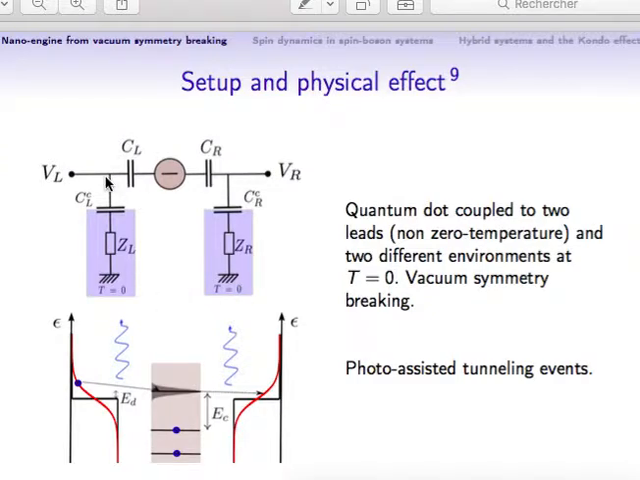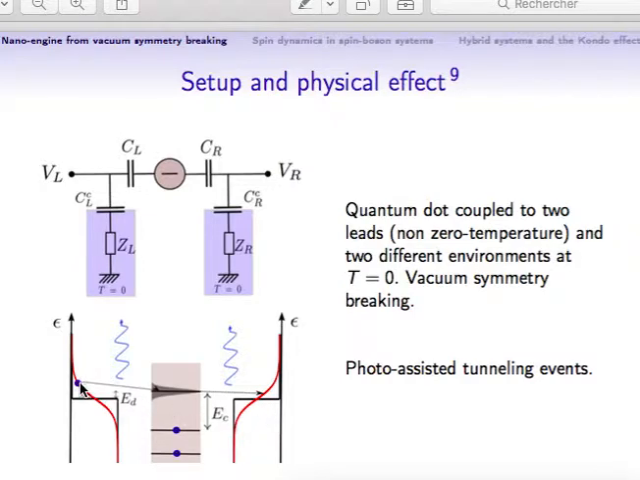Electrons can channel from left to right or right to left through the dot. Due to the coupling to the environment, we can have tunneling events associated to the emission of photons in the environments. I display here such an event, where the gray box represents the quantum dot with well-defined energy levels. The red lines here and there are the Fermi distributions at non-zero temperature of the electrons in the leads.